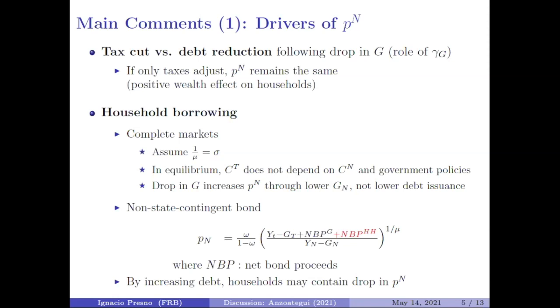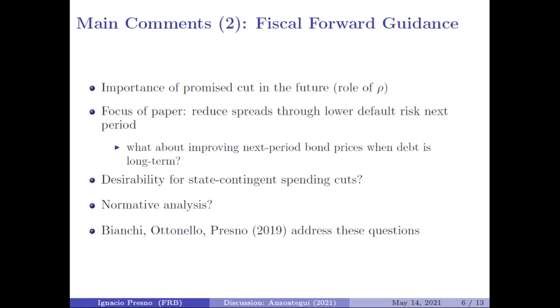Okay, so these are some important features to have in mind for the effectiveness of fiscal policy. Now, my second comment relates to the fiscal consolidation in the future. So here it's important that we're having promised spending cuts in the future. That's why the role of the persistence is key. The focus of the paper has been on reducing the spreads through lowering default risk next period. That's basically by affecting the gap between the value of repayment and the value of defaulting.